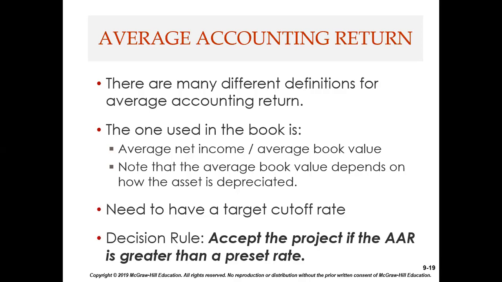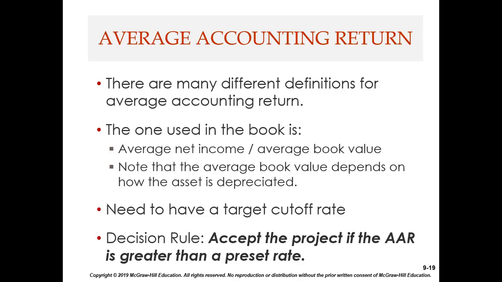Now, the average accounting return. There are many different definitions for the average accounting return, but here's how it's calculated. Some measure of average accounting profit divided by some measure of average accounting value. So what do we use? Average net income for a period of time divided by average book value of the assets. Average net income you find on your income statement. Average book value, remember, you find that in your balance sheet.